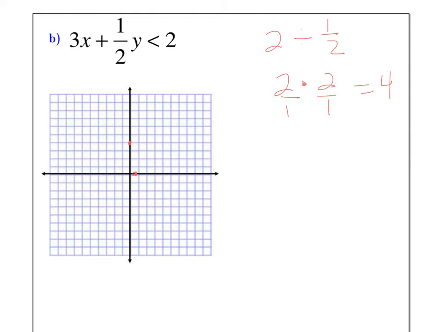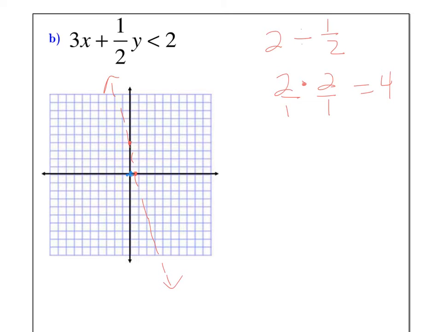So I have my 2 intercepts. Again, I have an inequality without an equal to bar on it, so that means I have a dotted line. So I'm going to draw in my dotted line the best that I can. And then I need to test a point. Now this time I am absolutely certain that 0, 0 is not on my line.